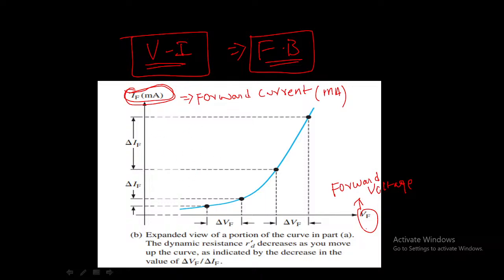Here, if you observe, the forward voltage starts from 0 volts and reaches some point. Up to this point it is called the low voltage region. That is, the voltage starts from 0 volts and reaches some point. So this region is called the low voltage region.